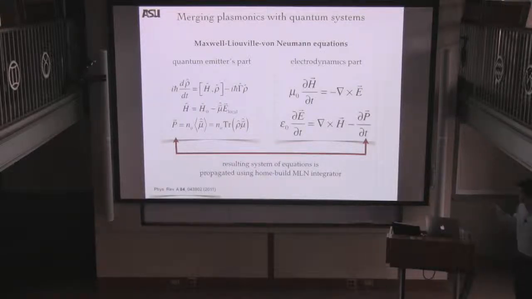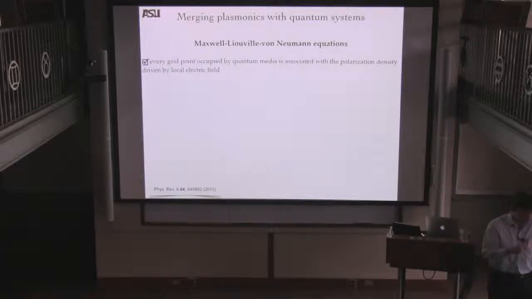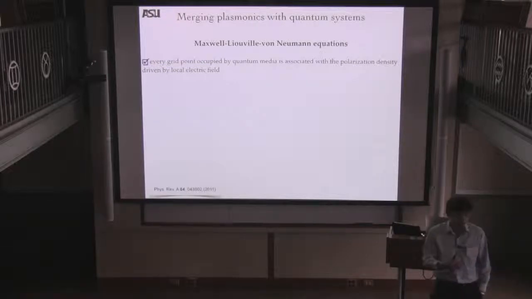Now, to couple electrodynamics with quantum emitters, we solve the Liouville-von Neumann equation at every grid point where we assume the quantum emitters are. And we calculate the polarization, and the time derivative of the polarization enters Ampere's law, and we solve this whole thing self-consistently using home-built codes. There are several assumptions made here. One of them, as I mentioned, is that electromagnetic radiation is considered to be classical, so our intensities have to be relatively high to make sure that this is relevant to experiment.